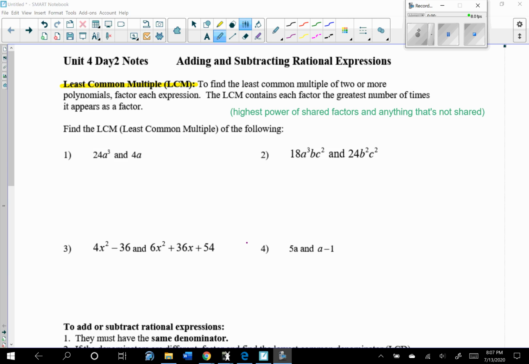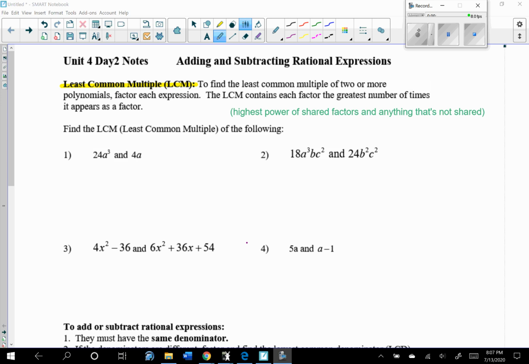Adding and subtracting rational expressions. First, we're going to talk about the least common multiple, or LCM. To find the least common multiple of two or more polynomials, factor each expression. The least common multiple contains each factor the greatest number of times it appears as a factor. So what does that mean? It means it's the highest power of shared factors and anything that is not shared, if that makes more sense.